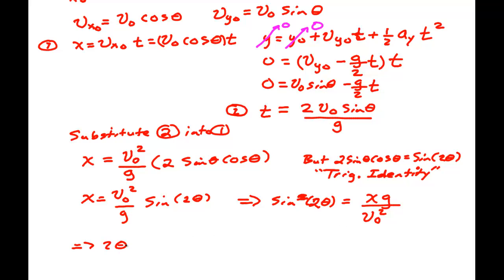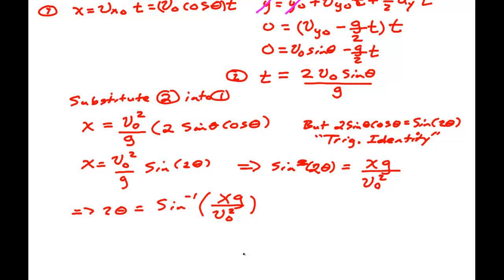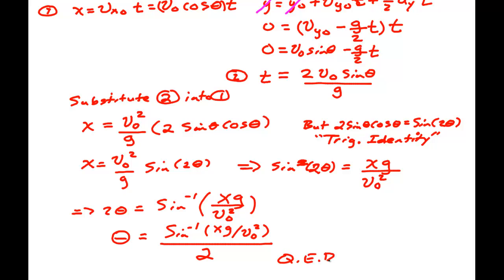Therefore, 2 theta is the inverse sine of xg over v naught squared. And then the last step to get theta is just to divide by 2. Theta is equal to the inverse sine of xg over v naught squared, all of that divided by 2. And QED, quod erat demonstratum, that which was to be proved. Alright, so that's the proof for that part of the problem.